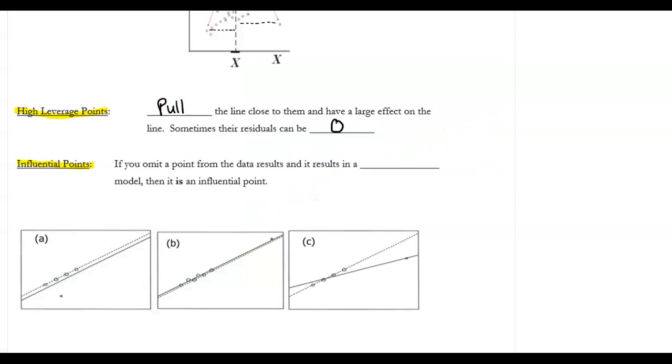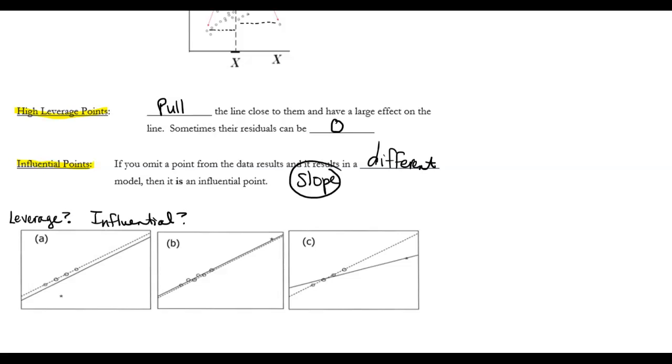Okay, another word you need to know is influential points. For influential points, if you omit a point from the data, it results in a different model. It's an influential point. So the thing that you really want to focus on the most is the slope. If the slope changes a lot, then that means it's influential. Okay, all right, so we're going to look at these 4, and I want you to ask yourself, does it have leverage? And is it influential? So we're looking at the star points, so you can kind of see where the stars are. Let's see if we can answer what those are.